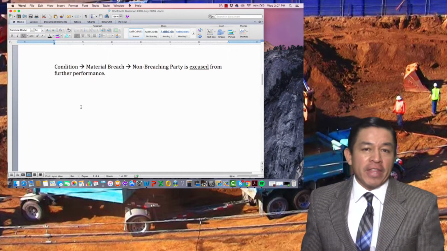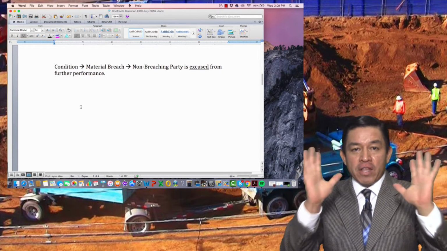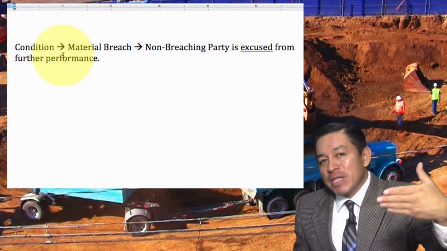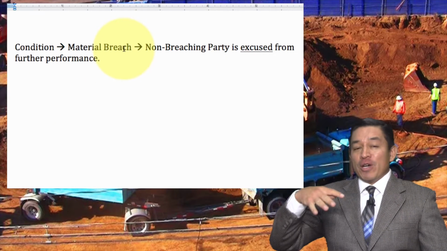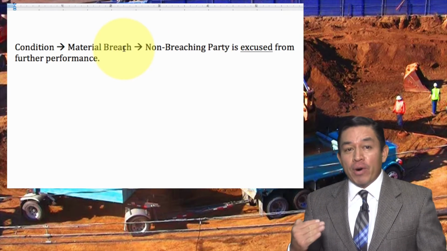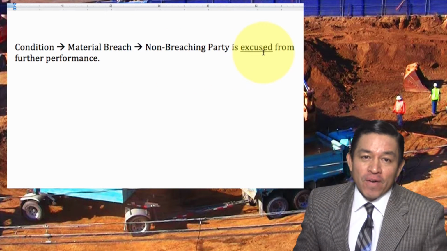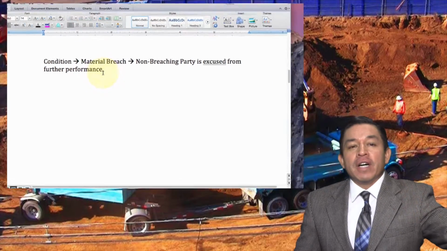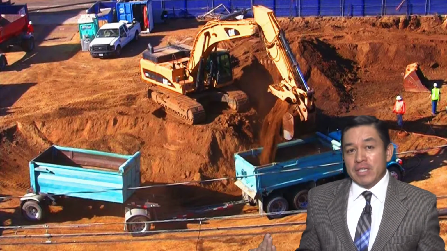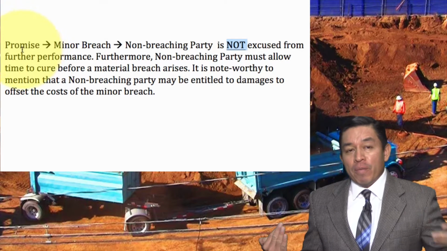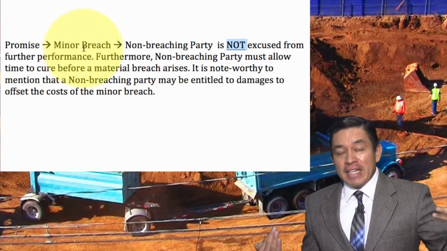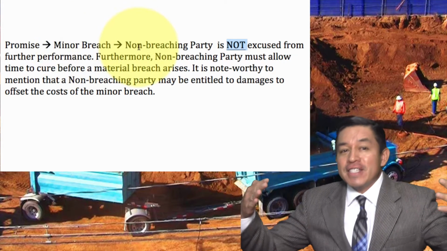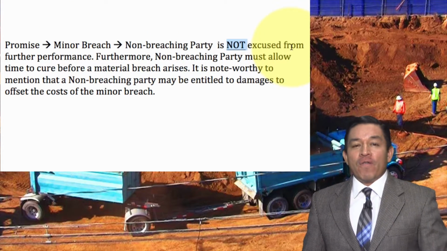Going back to the consequences when a party breaches their duty, let's talk about that. If there's a condition present and the party does not meet that duty, then you have a material breach. At that point, the non-breaching party is excused from performance. You could just say, okay, contract is over, I'm out of here, that's fine. But if it's a promise, and the party breaches that, that results in a minor breach, and the non-breaching party is not excused from further performance.